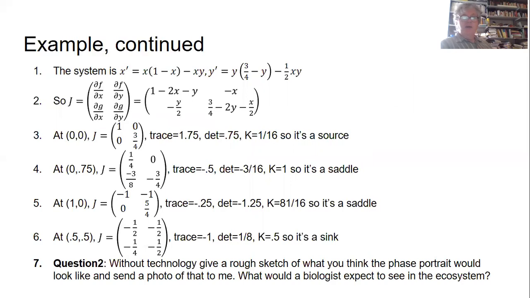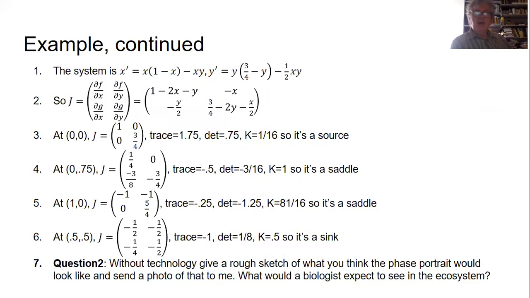So going back to our example, there's our system. We take the partial derivatives and we find our Jacobian. For example, for df/dx, we get x minus x squared, so the derivative of that is 1 minus 2x, minus the partial of xy, which is y, etc. You can fill in all the four terms like that. Once you have the Jacobian, you can just plug in the equilibrium values. So at the origin, J is the diagonal matrix 1 and 3 quarters.